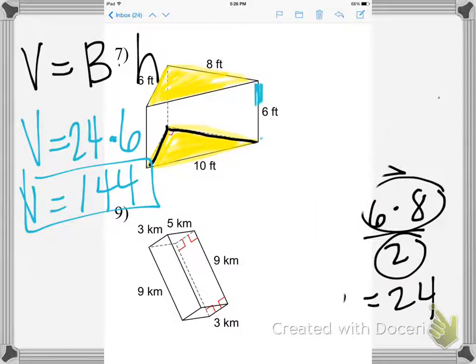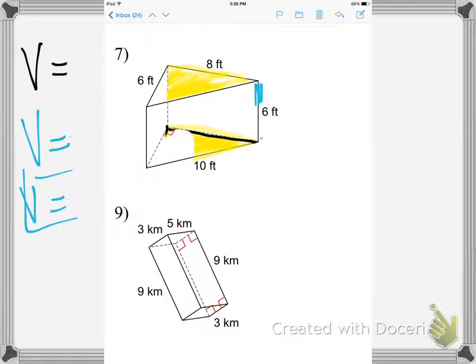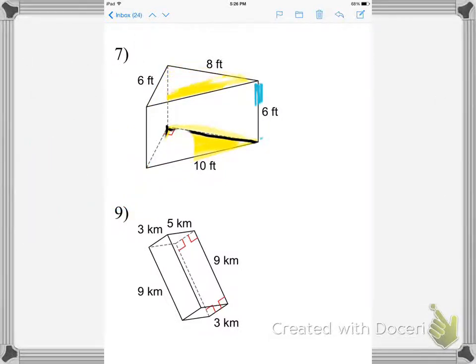And number 9 is a rectangular prism. And rectangular prisms are actually really easy because you just have to multiply the 3 dimensions. So I'll show you right now in just a second. So I'm going to pick this one right here to be my base. This little rectangle, and I'm going to redraw it over here on the side. This is 5, this is 3.